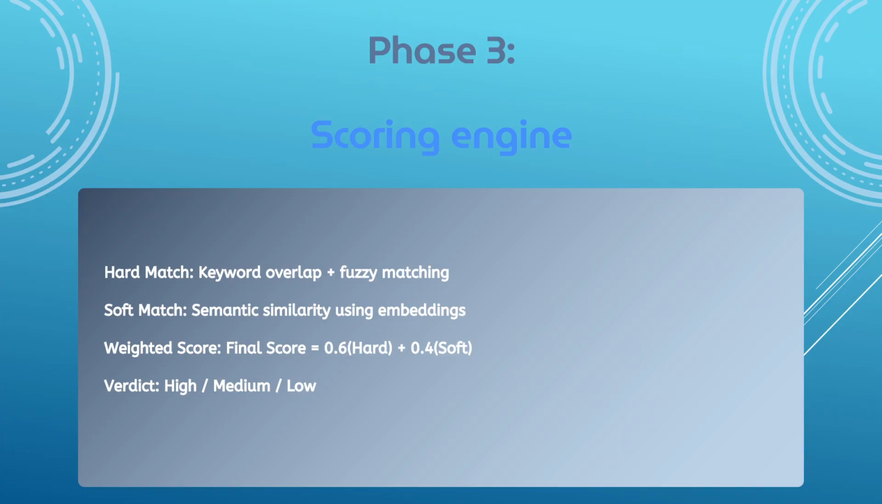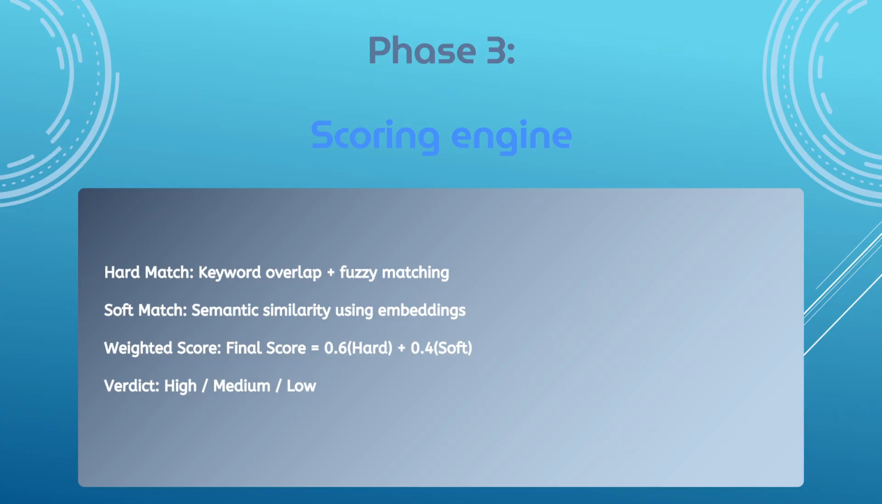So, the scoring engine. Like I said, hard match. We match the skills directly in the resume and the CV. To do that, we are using algorithms like keyword overlap and fuzzy matching, which are basically available in technologies like natural language processing. Soft match, we are doing semantic analysis, semantic similarities, and using embedding. Again, we are using natural language processing for this stuff.